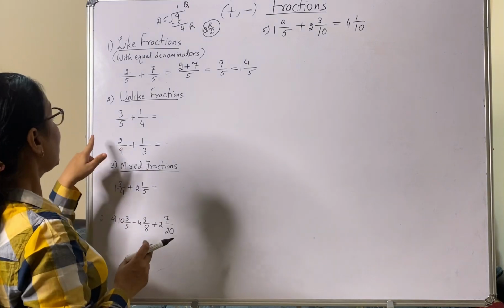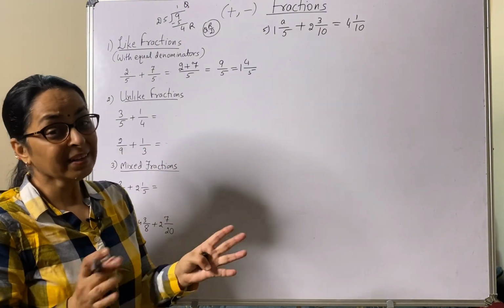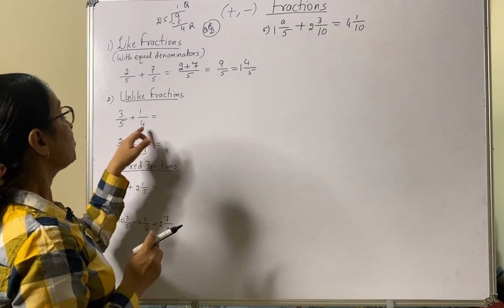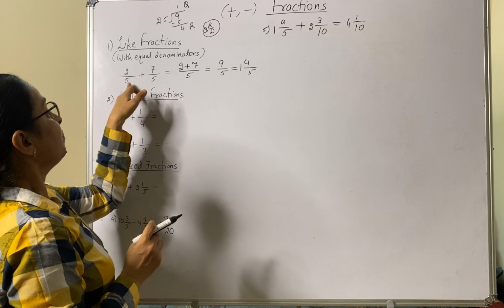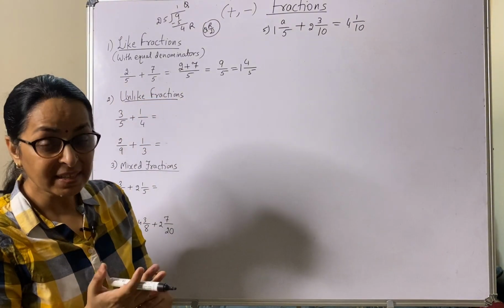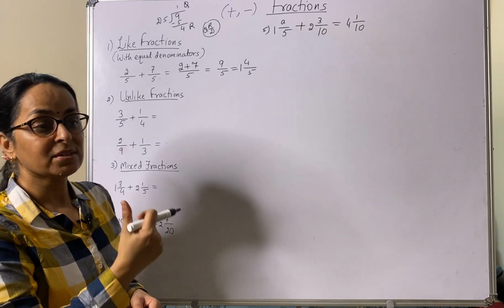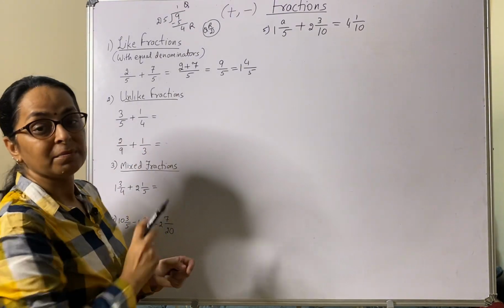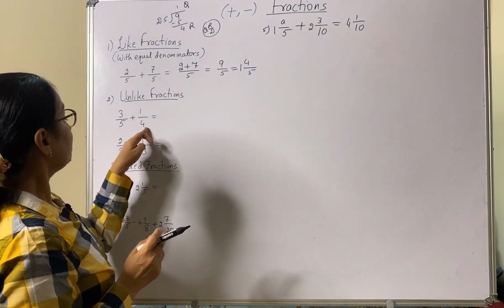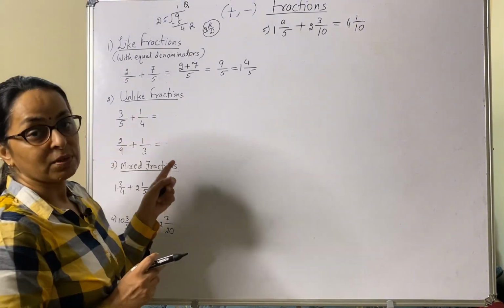Okay? Unlike fractions, as the name suggests, the denominators are unlike, not like, not same. Okay? So what we need to do? We need to make our denominators equal. It can be by taking LCM, or if we know the tables, we can quickly see, yes, which number I can multiply so that my denominators become equal. Now 5 and 4, here the example which I have written is 3 by 5 plus 1 by 4.